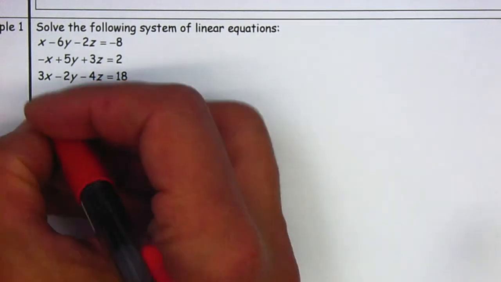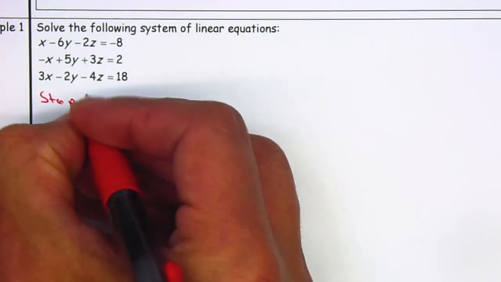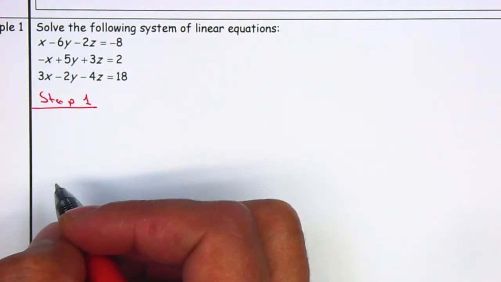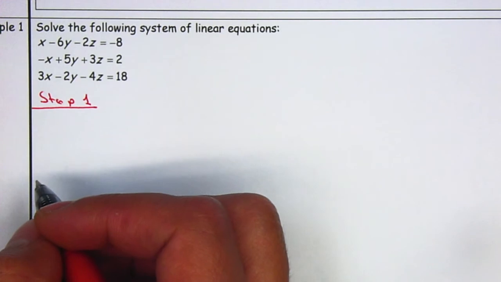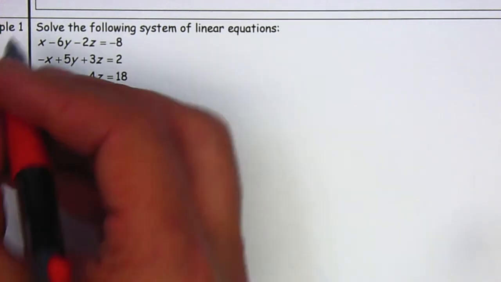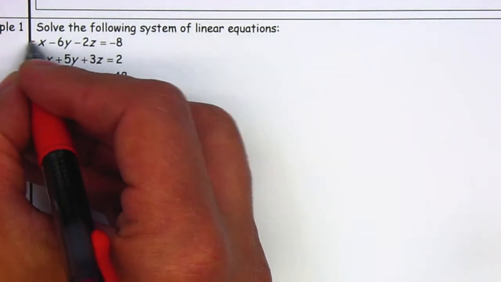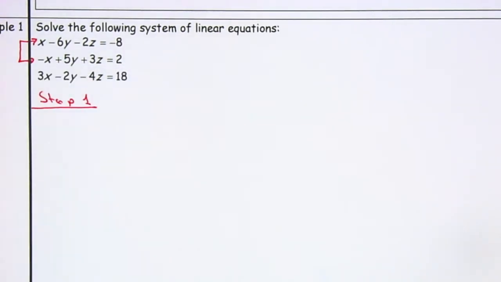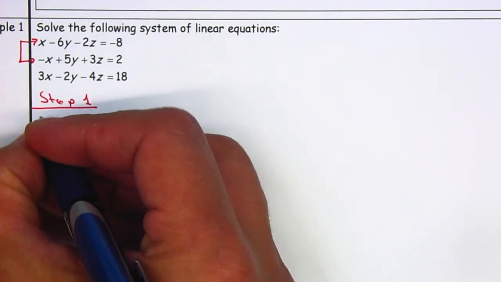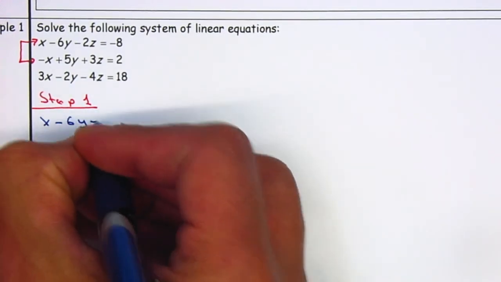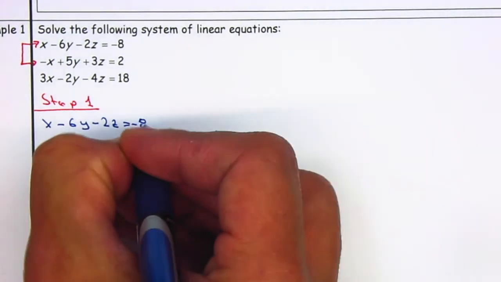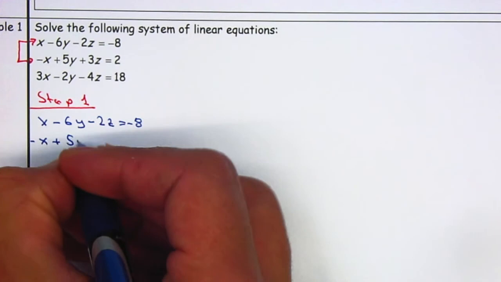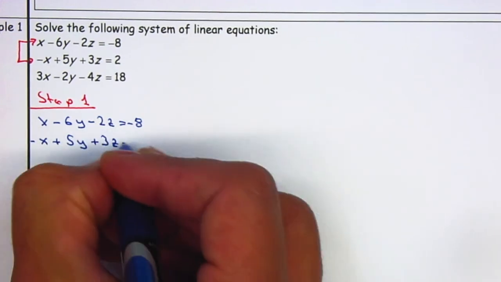Step number 1, we want to be able to grab 2 of the equations so we can cancel the x. So we're going to grab 2 equations and we're going to cancel the x. In this case, we're going to take the first and the second equation. We have x minus 6y minus 2z is equal to negative 8. The second one is negative x plus 5y plus 3z is equal to 2.